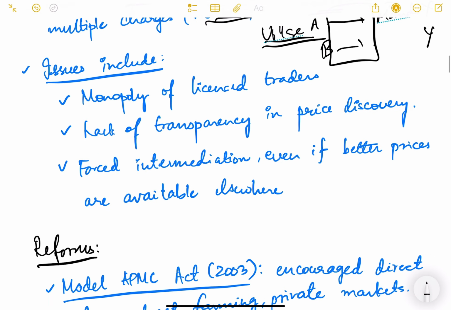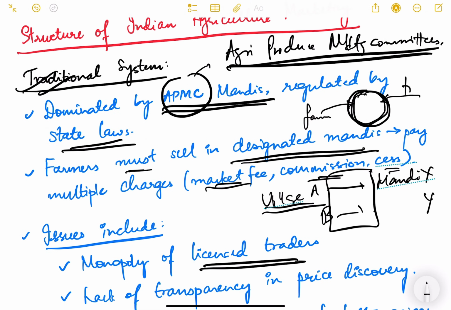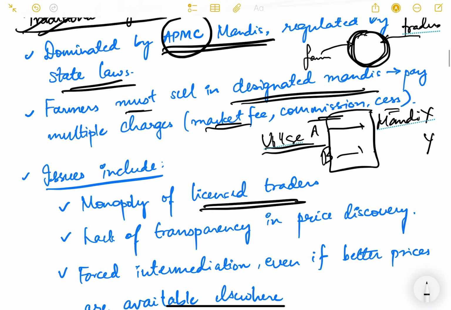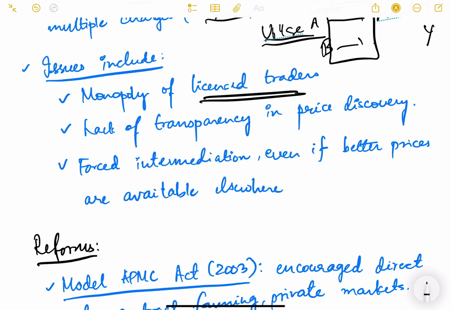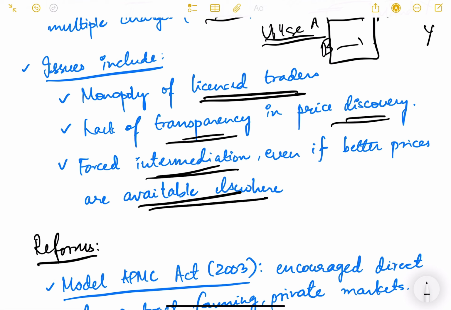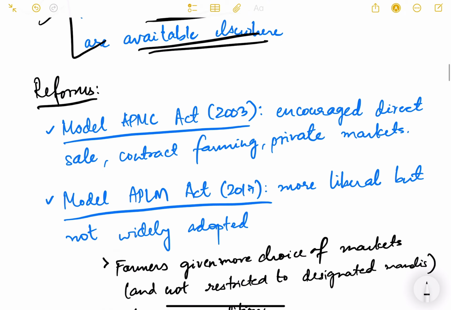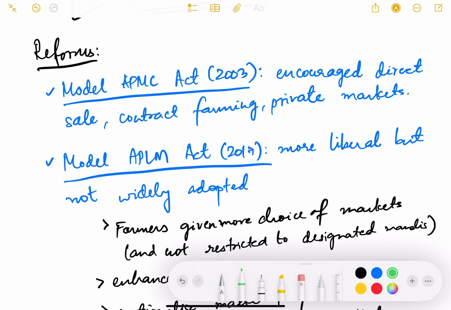Now, what are the various issues involved here? Monopoly of licensed traders. So, as I have told you, these traders who can purchase are licensed. Okay, so only licensed traders can go and purchase there. So, again, because of this license, there is a scope for middlemen and corruption. Lack of transparency in price discovery. So, whatever price is set by them, the farmers have to accept. So because there is a kind of monopoly of these licensed traders there, and forced intermediation even if better prices are available elsewhere. So these are some of the issues, and those of you who have actually seen this, who come from a farmers' family, will understand what I am trying to say.